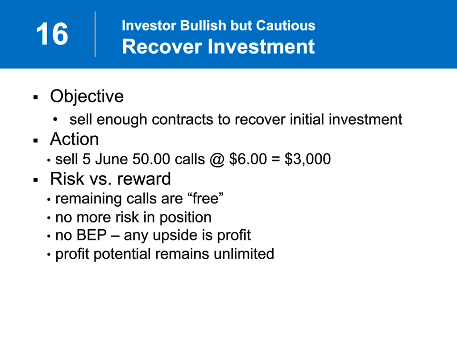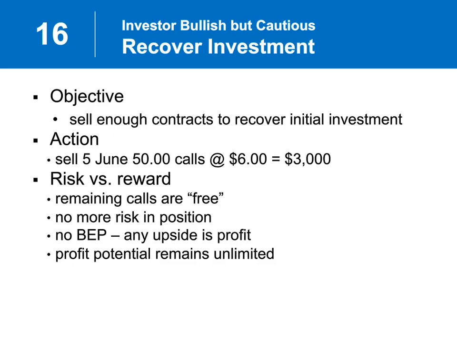The stock's at 56, 3 weeks left. Obviously, we get $6. That's the intrinsic value. There'd probably be a little more time premium. But to keep things simple, we could turn around and sell 5 of these June 50 calls at $6. That would recoup our initial investment. And so, essentially, the remaining calls, as it says on the slide, they're free.